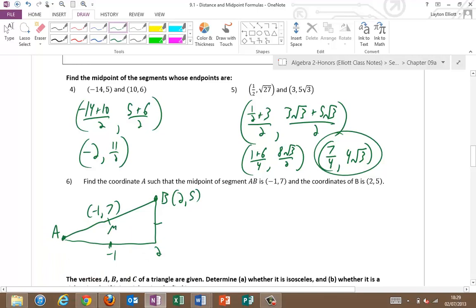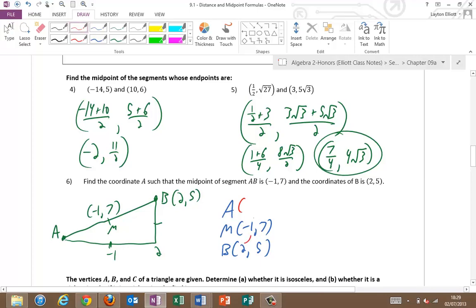In other words, we're looking to see what makes negative 1 fall in the middle of 2 and something else. Now, I'm going to translate this into an easier way that doesn't require a picture. I'm going to draw unknown point A, midpoint with negative 1, 7, and point B at 2, 5. I call this the listing method. I made this up a few years ago in order to make this a little bit easier.